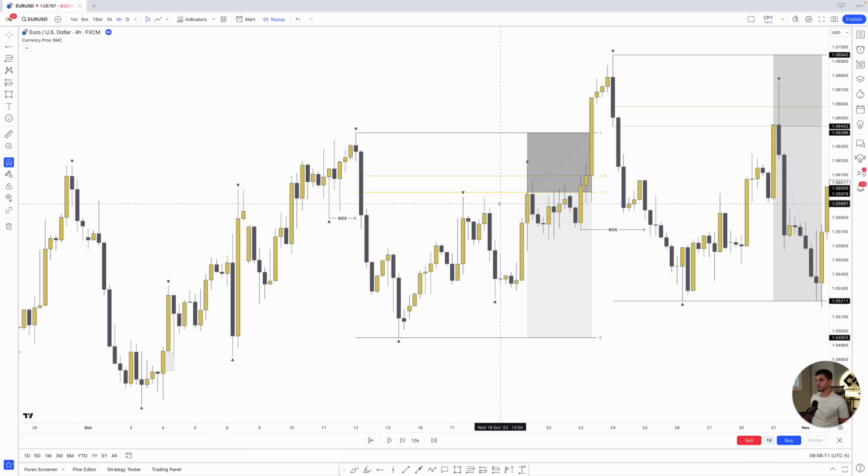That's where I like to enter trades because it's extreme discount or extreme premium pricing, and it provides very favorable risk-reward ratios, and it's a very simple and repeatable process. The stop loss is placed at the swing high, the take profit is placed at the swing low, or vice versa if you're buying, of course.